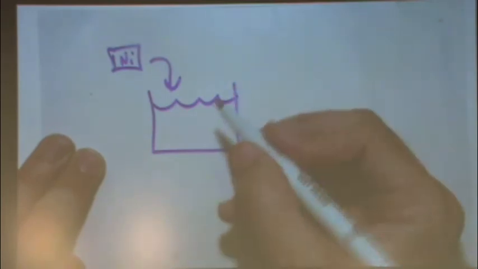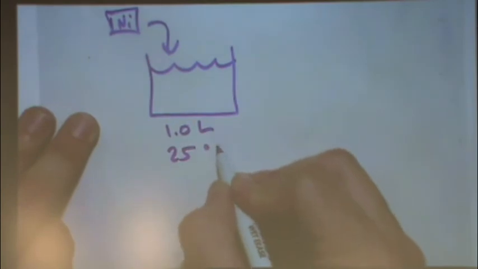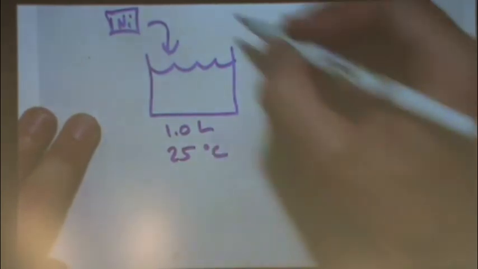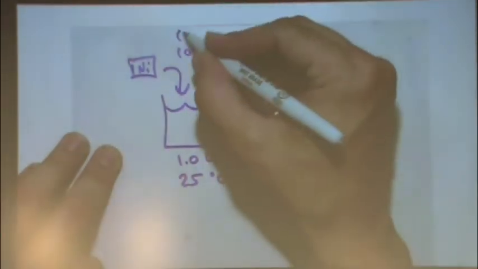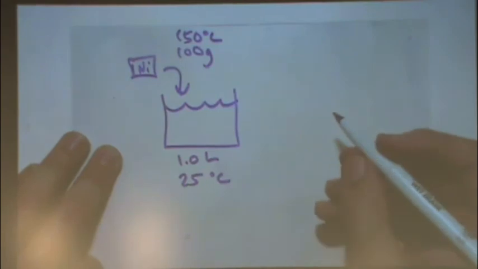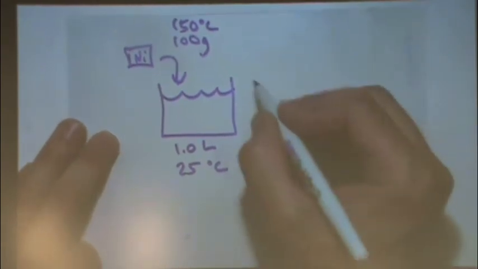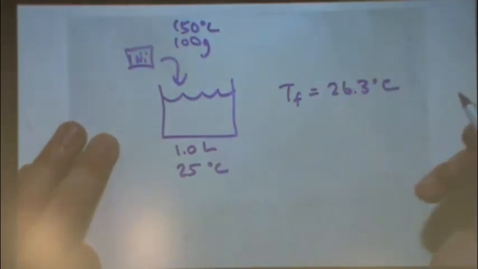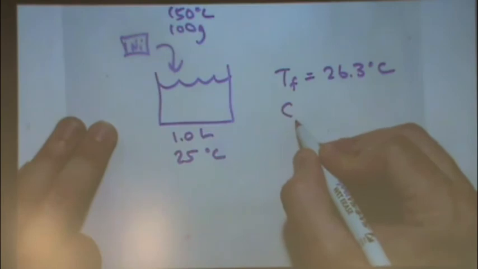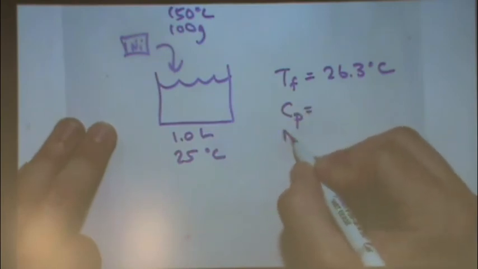Okay, nickel is placed into water. It's 1 liter of water at 25 degrees C. There's 100 grams of the nickel, and this is at 150 degrees C. And the T final, after it's dumped in there, is 26.3 degrees C. I want to know the specific heat of the nickel.